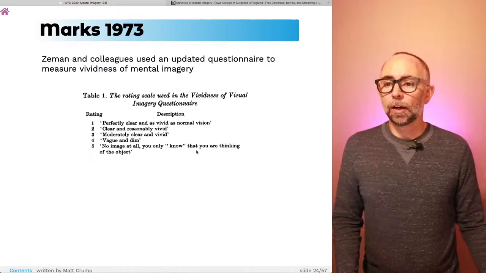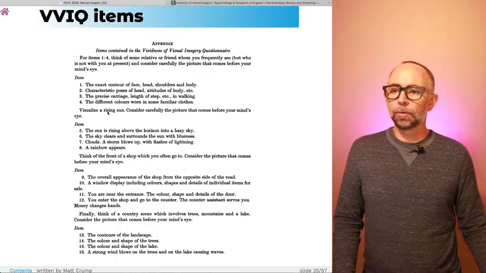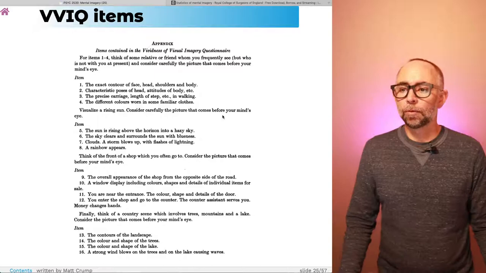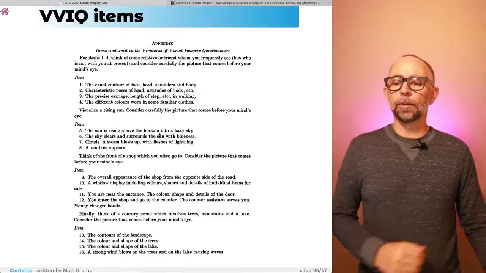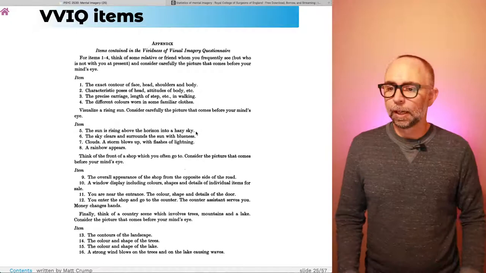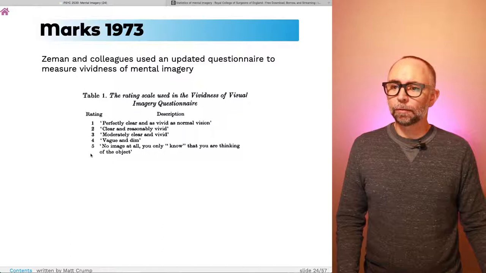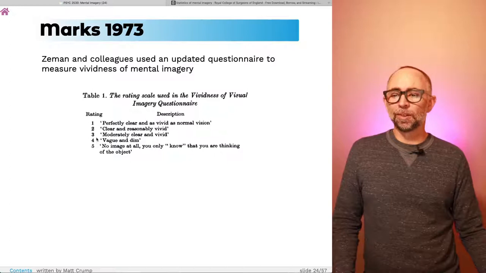Here are some examples of the kinds of questions that were asked of people. For example, you might be asked to visualize a rising sun and then consider carefully the picture that comes before your mind's eye. So you've got your eyes closed, you're imagining a rising sun. And the question is, okay, picture the sun rising above the horizon into a hazy sky. I'm trying to do it. Okay, something. And what you're supposed to do there is think about 1, 2, 3, 4, 5. So for me, on that one, maybe I was distracted, I was kind of a 3 or a 4. Somewhere between moderately clear and vague and dim, but it wasn't perfectly clear and as vivid as normal vision.